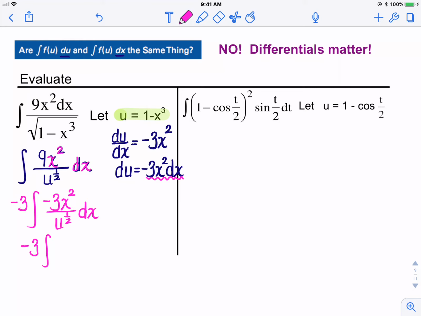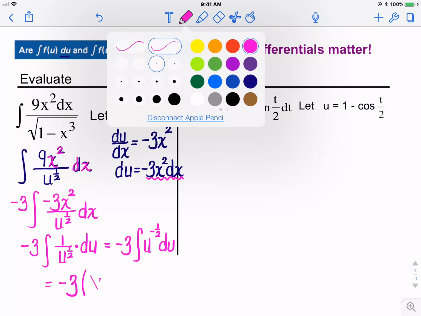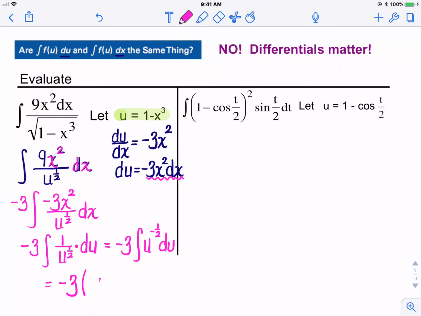And instead of the negative 3x squared dx, I'm going to be able to say 1 over u to the 1/2. And then all of those pieces make my du. When I go to evaluate, you know that I like my integrands in their exponent form. So my integral value then is going to be negative 3. And then when I work out my antiderivative, that's going to be 2u to the 1/2 power.